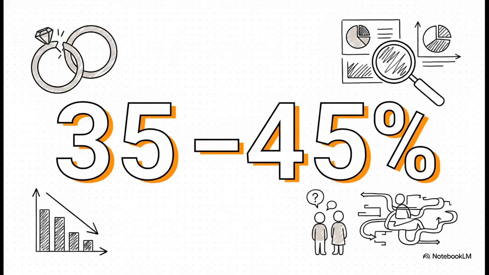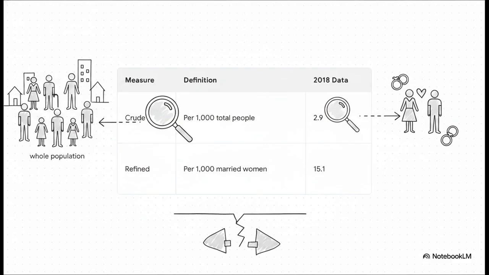But let's look at how sociologists actually arrive at these figures. And this perfectly shows why context is absolutely crucial when we look at data. You've got two common metrics. The crude divorce rate looks at the entire population. We're talking kids, the elderly, unmarried folks, the whole shebang. That gives us 2.9 divorces per 1,000 people. But the refined rate focuses specifically on existing marriages. By calculating divorces per 1,000 married women, which comes out to 15.1, we get a way more useful metric for understanding the actual risk to a marriage.